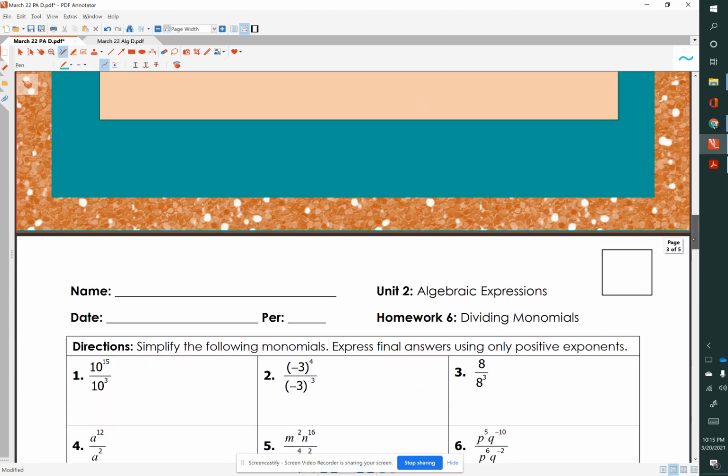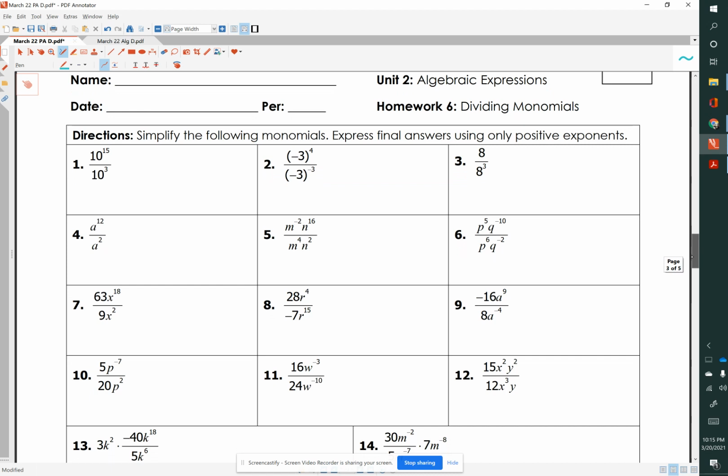So let's get started with those monomials. Remember, when we divide with exponents, we subtract the exponents. Also remember that we do not want to have a negative exponent in our final answer. So we will put a negative exponent in the denominator so that it can become positive.